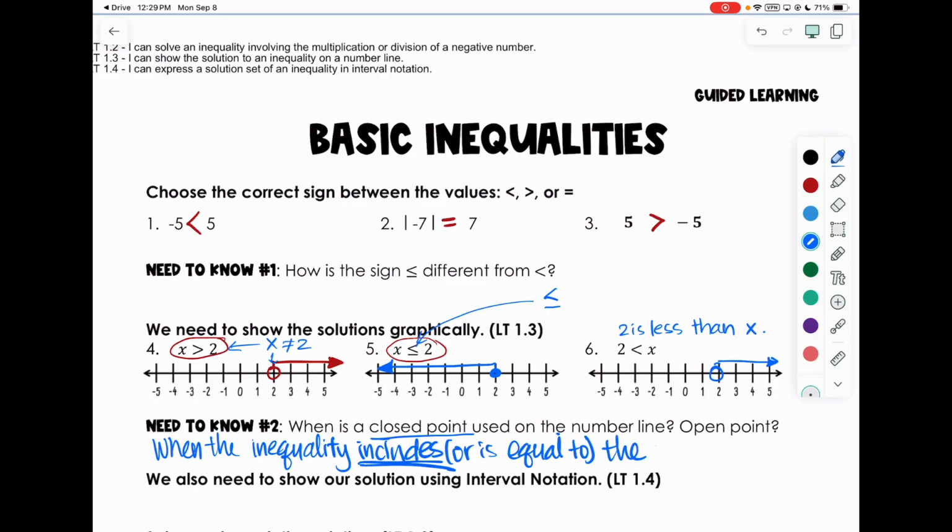the value of, I don't know, value of x? No, value of boundary? Which one makes more sense to you? When the inequality, that includes the x, right? Inequality is talking about the solutions. So that's the x, the value of the boundary.